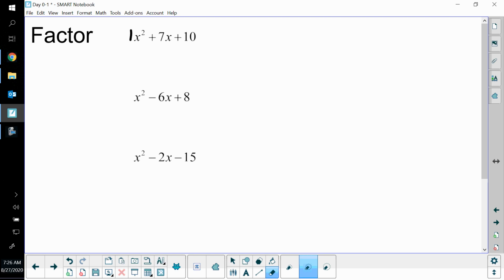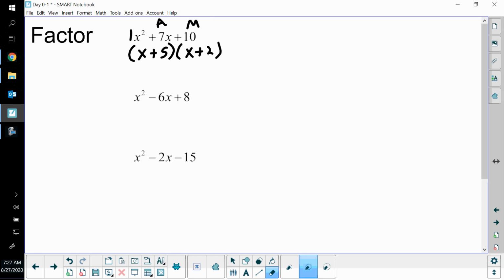If you have a leading coefficient of 1, you are just looking for two numbers that add to the middle one and multiply to the last one. So in this case, a positive 5 and a positive 2 is what will multiply to 10 and add to 7. So this factors into x plus 5 and x plus 2.